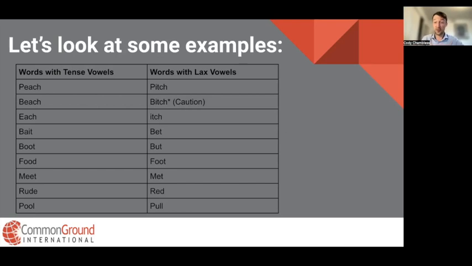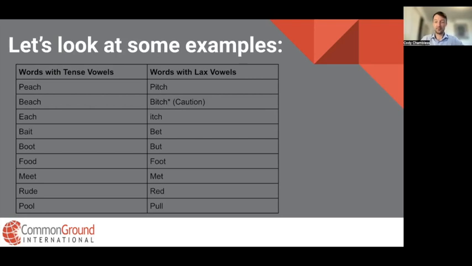Let's look at some other important words. For example, beach and, caution with this word, bitch. So we are not trying to be vulgar. We don't want to say bad words, but it's important to think closely about this difference. Beach, I want to go to the beach, is a lot different than bitch. Let's keep moving on. Each, itch.